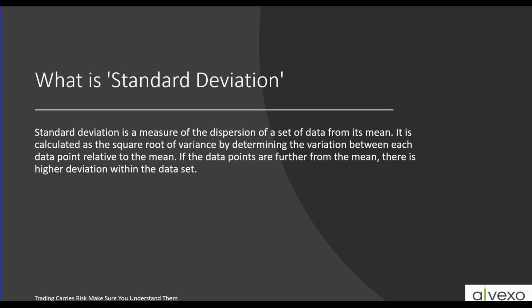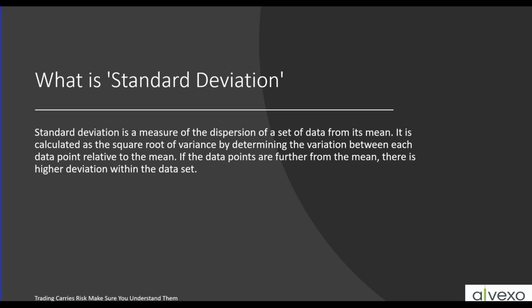Now, first of all, we take the word mean and instead of mean, use moving average. So the standard deviation is a measure of the dispersion of a set of data from its moving average. If we change this dispersion of a set of data, we can say standard deviation is a measure of price movement from its moving average.